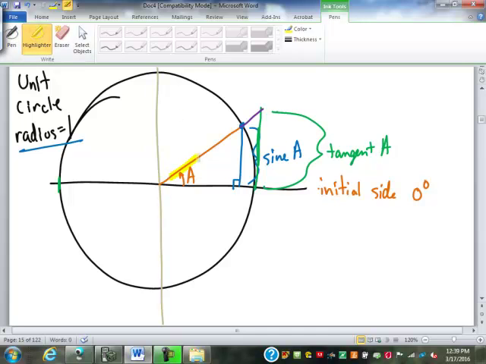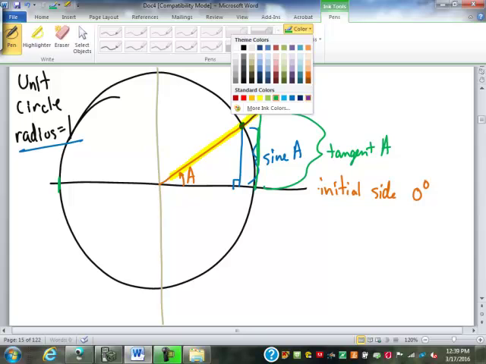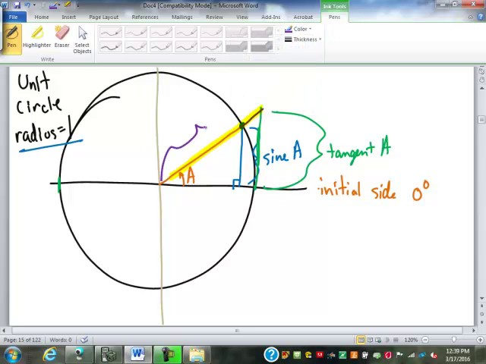Now, what about this length here where we extended that out to intersect the tangent? A line that cuts through a circle is called a secant. That length is the secant of angle A.